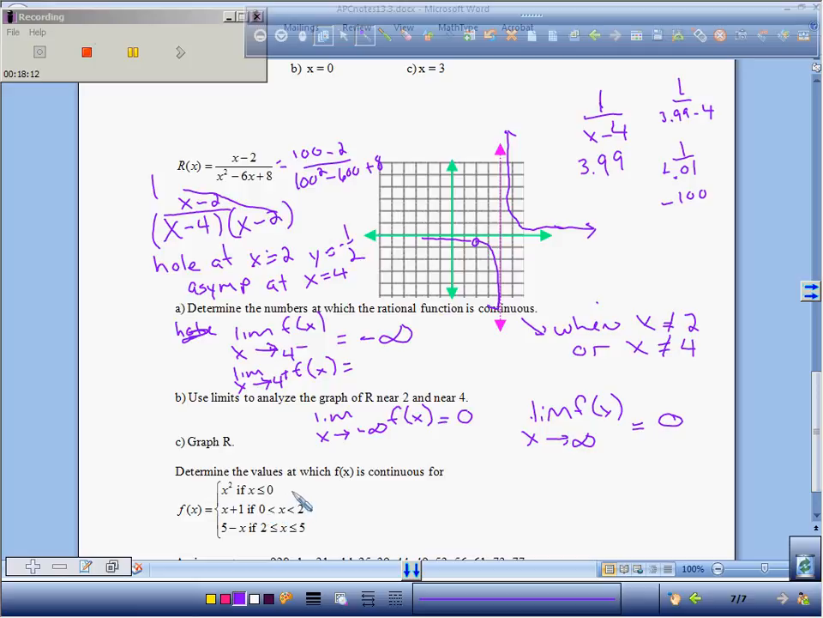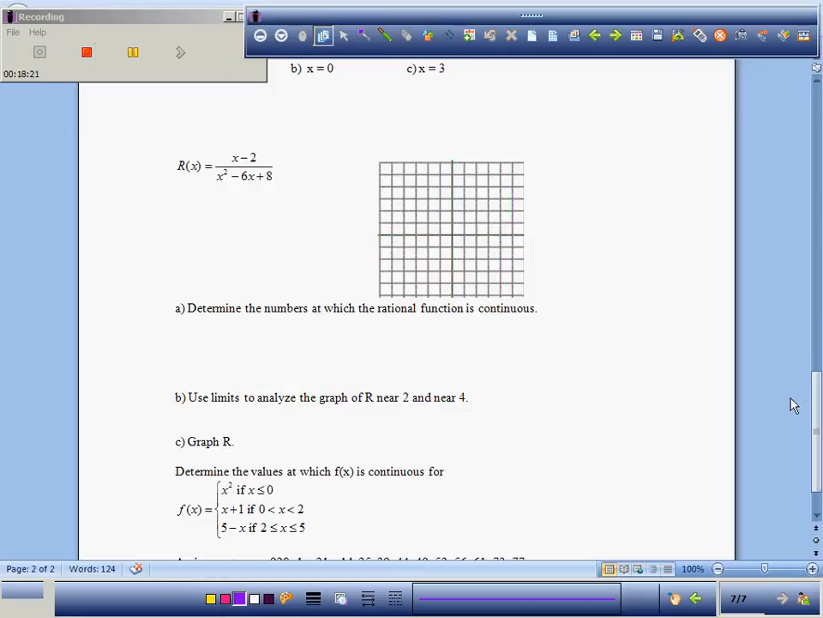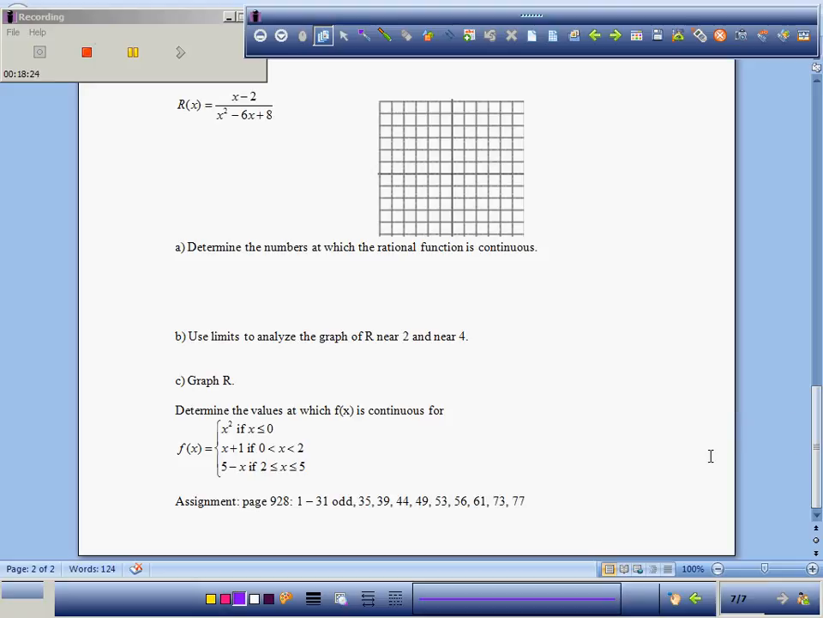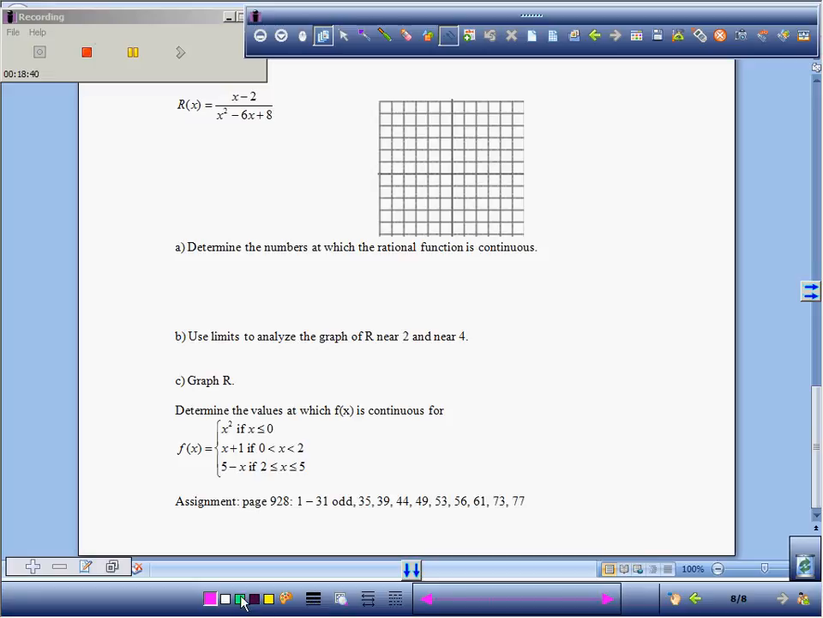Okay? Yes? No? And lastly, I added in this little one. Because it's a little bit different, determine the values at which it's continuous. So I could just graph this up here. x squared if x is less than 0. So if I were going to graph this, let's draw on my axes again. Let's make it green. Let's make it solid. Okay. Oh, it's purple. That's even better.